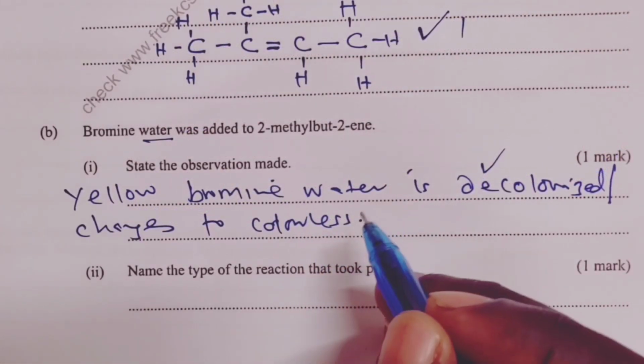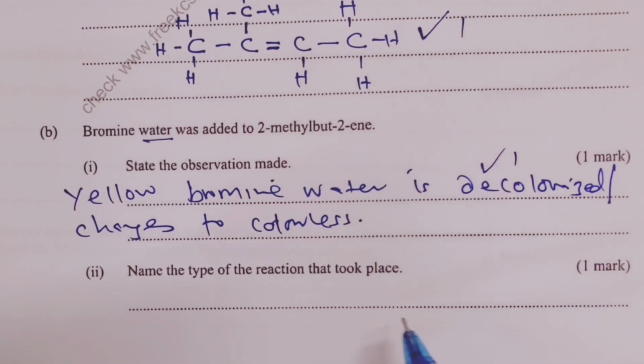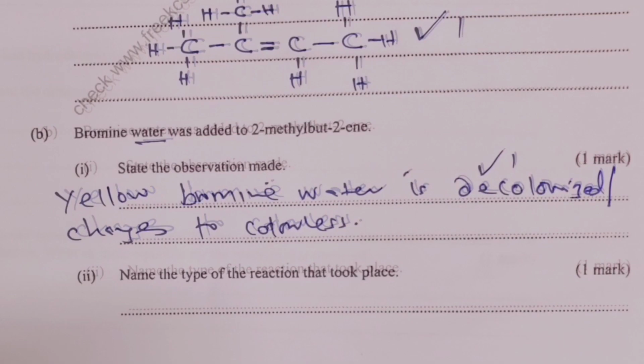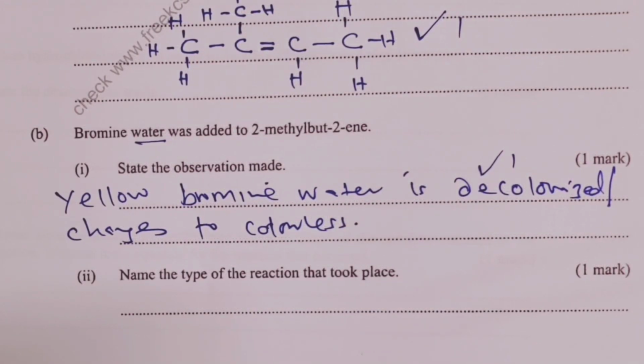Now, some things have since changed the way the examiner expects us to write the observations. One, we have been telling you that bromine water could have several shades depending on concentration. Colors like brown would be mentioned, colors like red or even orange would be mentioned. But the latest information is that only yellow will be allowable for bromine water.